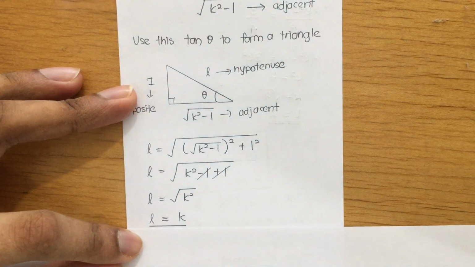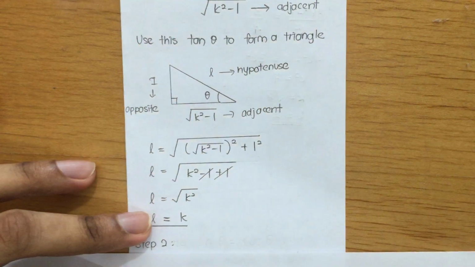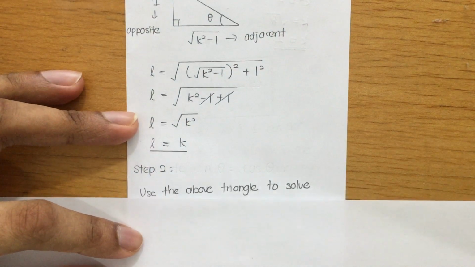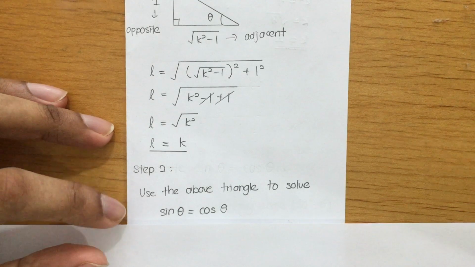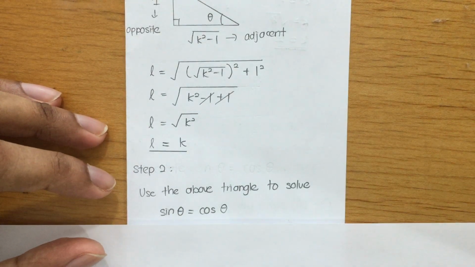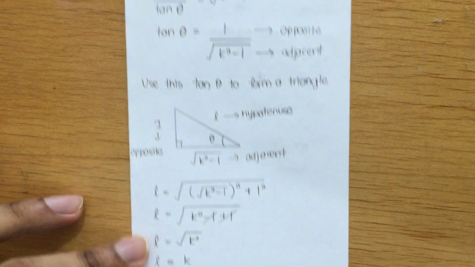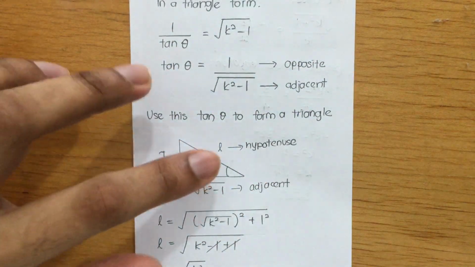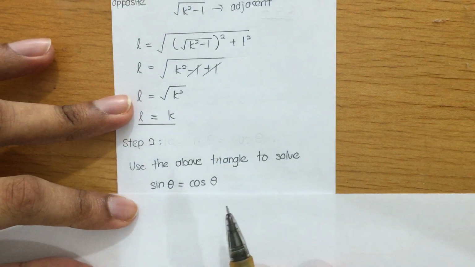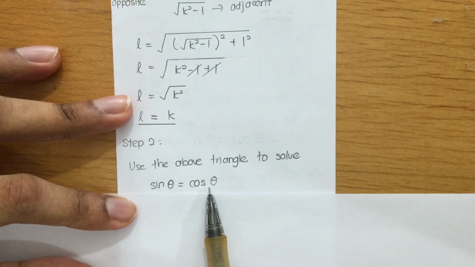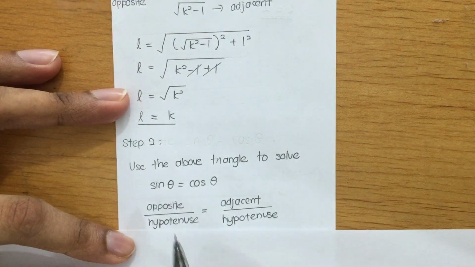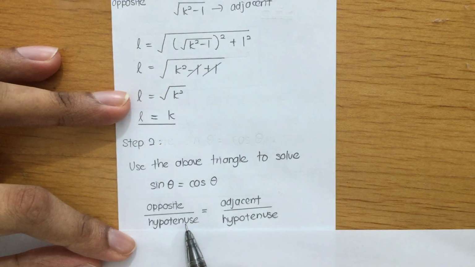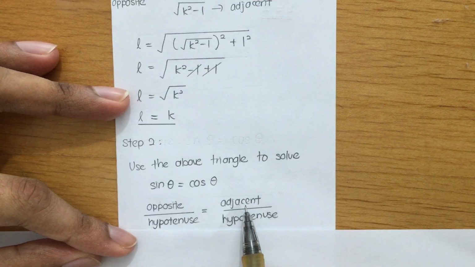Okay, from here we can proceed to step 2, which is to use the above triangle to solve sine theta equals cos theta. So we're going to express this in terms of the k value, guys. That is the reason why we already formed a triangle over here. We're going to use this triangle to form the expression where sine theta equals cos theta. So what is sine theta? Opposite over hypotenuse, guys. And cosine theta equals adjacent divided by hypotenuse.